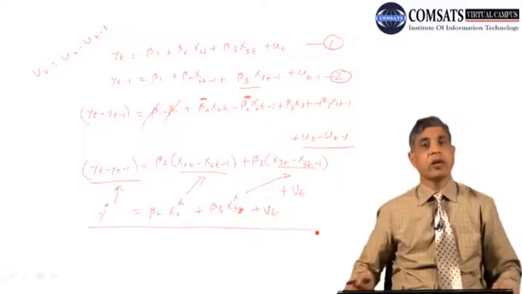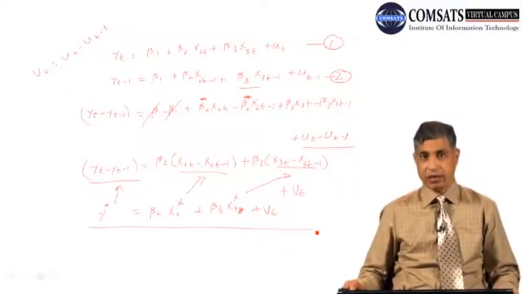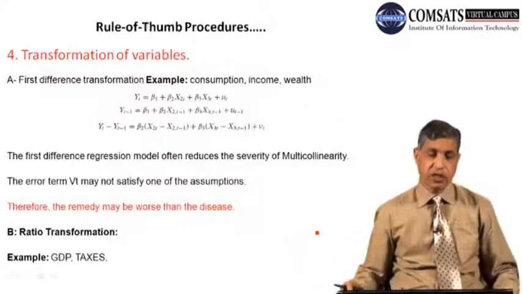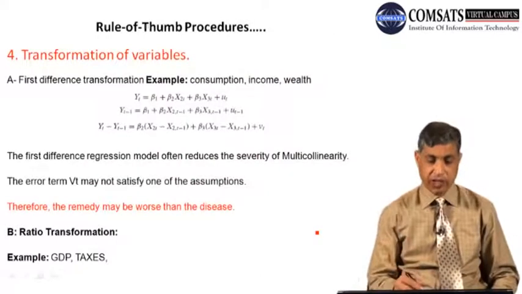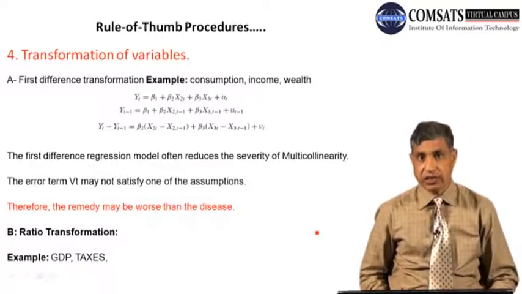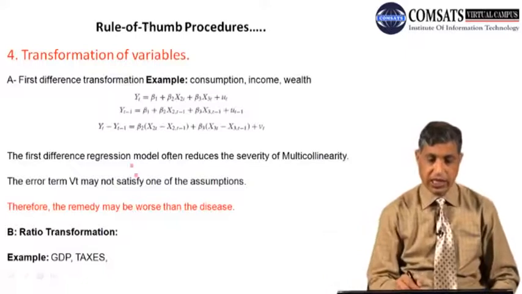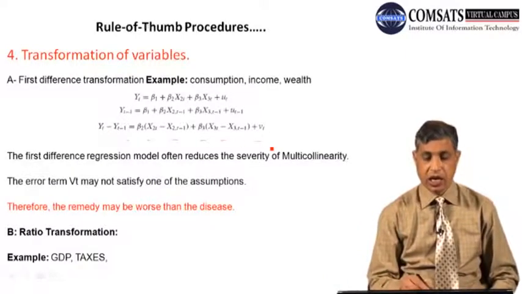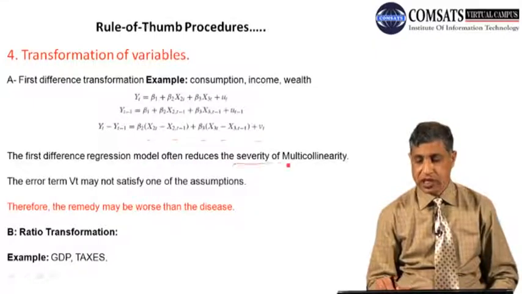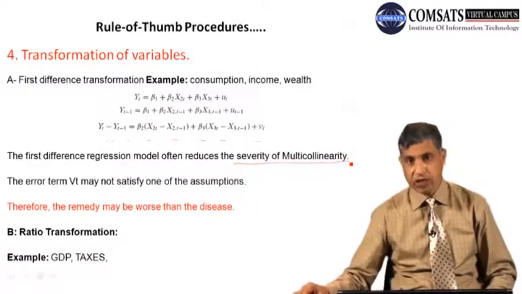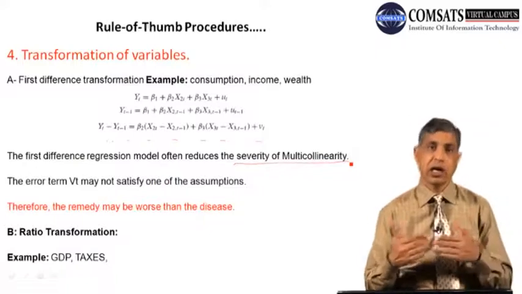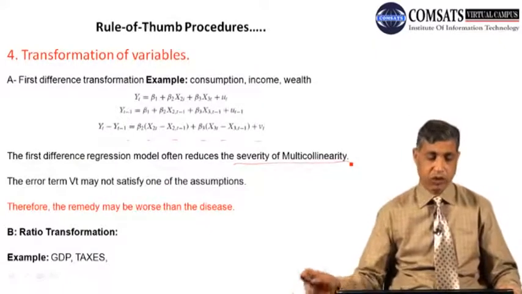Now we have transformed the variables. Rather than taking the current values, we have done some mechanism here. When we transform the variables, this approach that I have used here is called the first difference approach. If you remember, we have done the same thing before. The model often reduces the severity of the multicollinearity. If you transform your model in such a way, it reduces the severity or severeness of the multicollinearity.